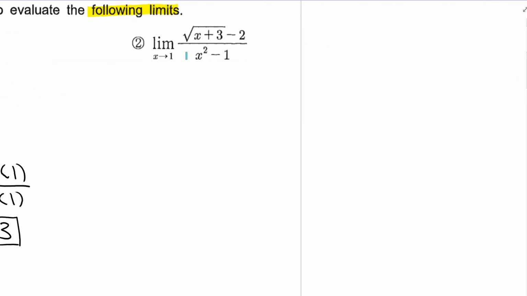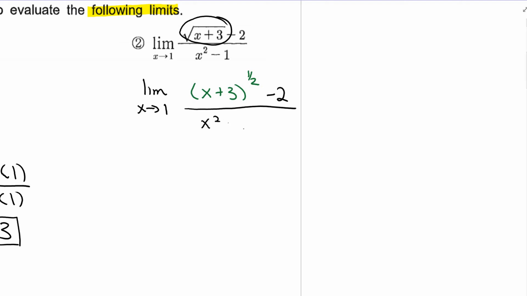And once again for question number 2, if you do substitute 1 in right away as direct substitution, you would get 0 on the numerator and 0 on the denominator. So this is a good sign that you should be using L'Hopital's rule. Now before you do L'Hopital's rule, you might want to rewrite the numerator, the radical, into a power, so that should be (x plus 3) to the power of 1/2, and then minus the 2, all divided by x squared minus 1.